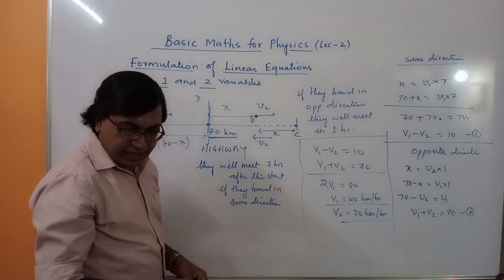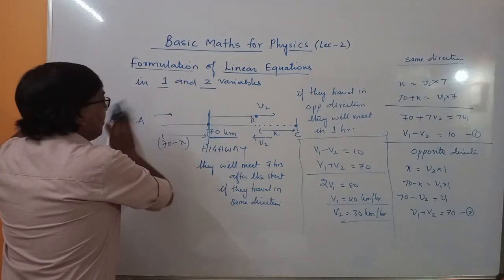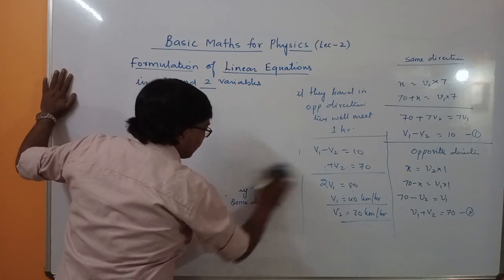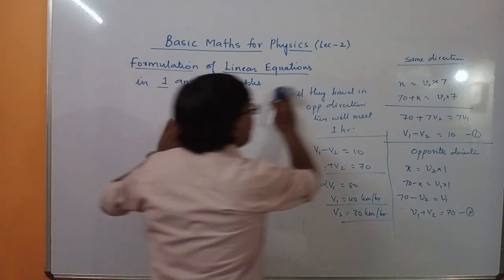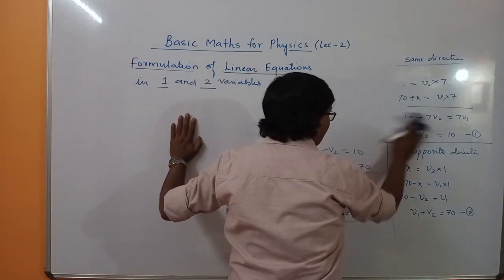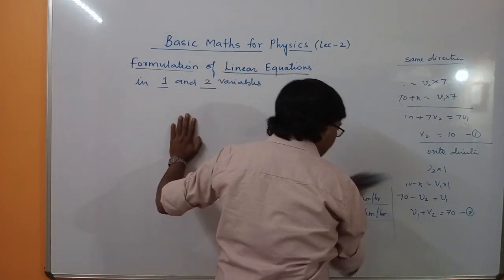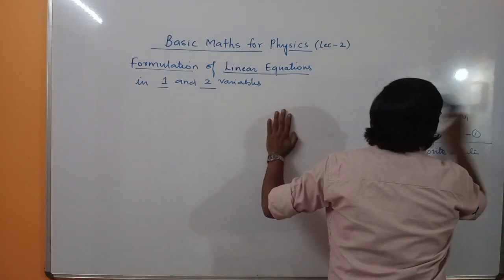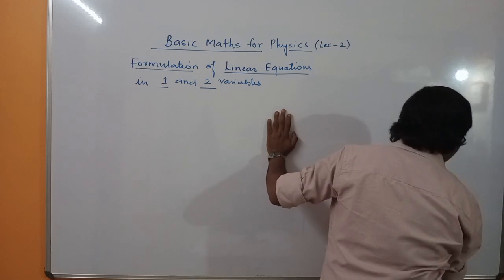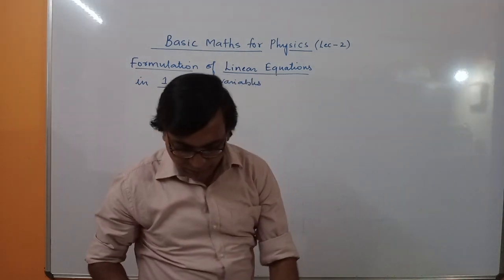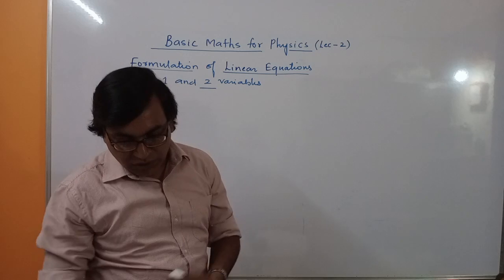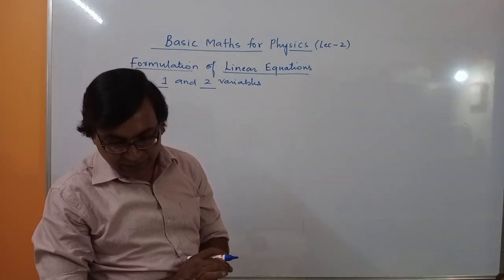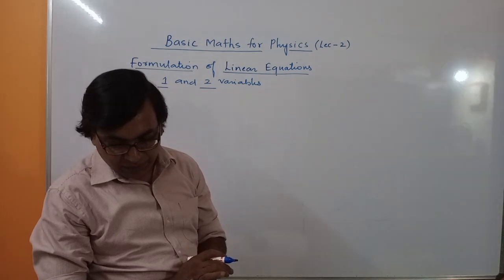Okay, so we'll take one more. A problem on a river boat, upstream, downstream. A boat goes 8 km downstream in 40 minutes and returns in 1 hour. Find the speed in still water and the speed of the water current.